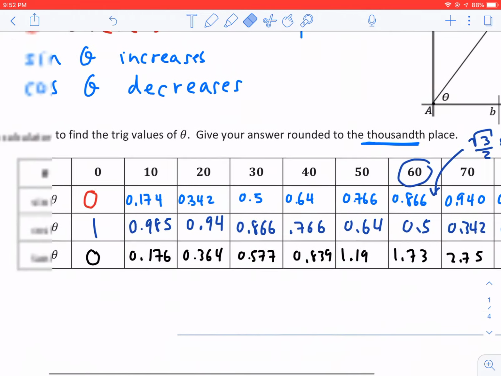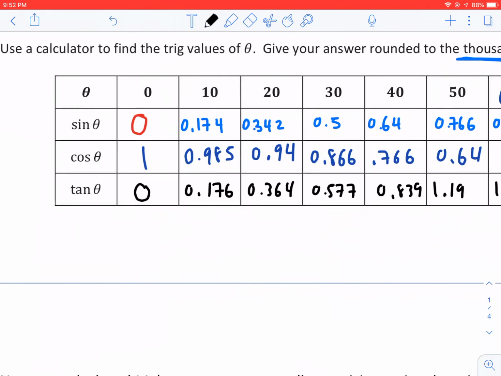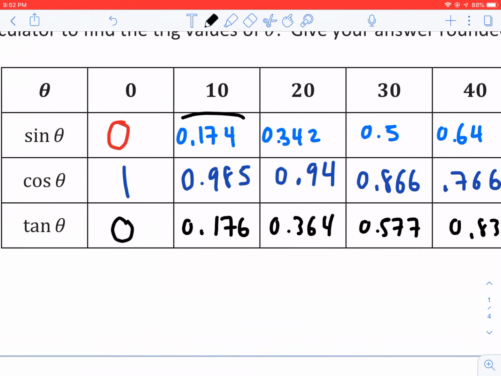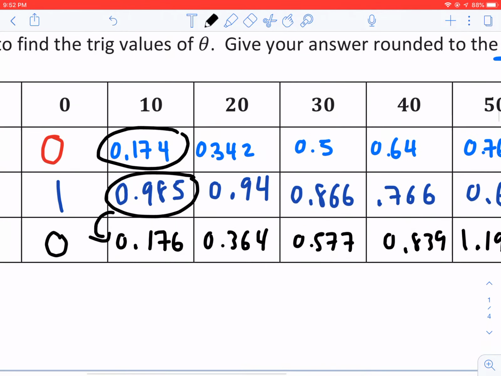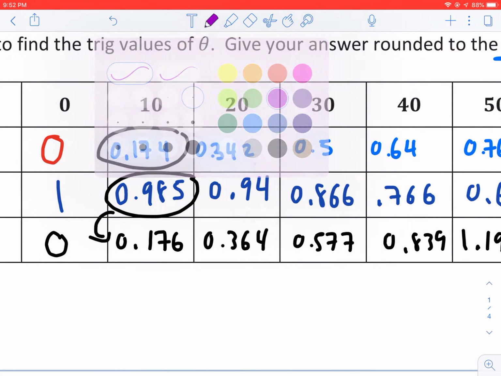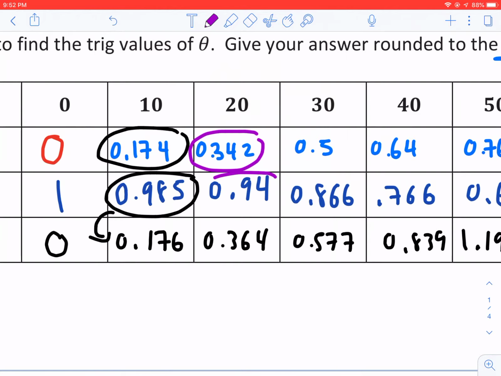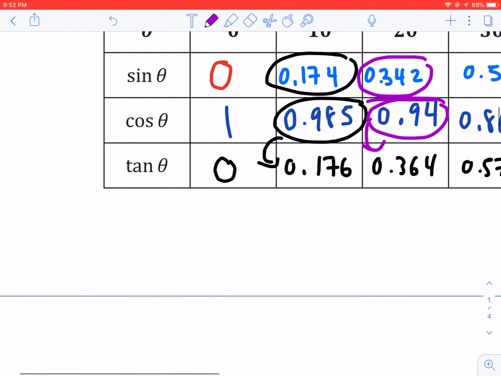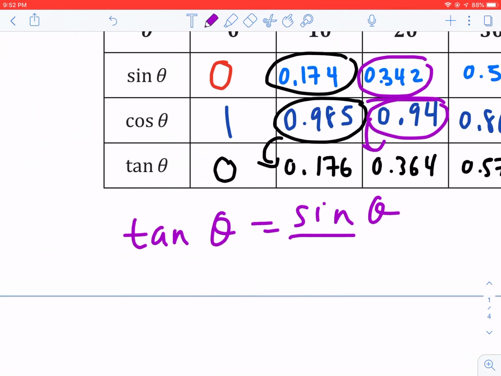So something that's pretty cool is that if you take 0.174 and divide it by 0.985, you're going to get that value. If you take 0.342 and divide by 0.94, you're going to get that value. And that is because tangent of theta is also equal to sine of theta divided by cosine of theta.